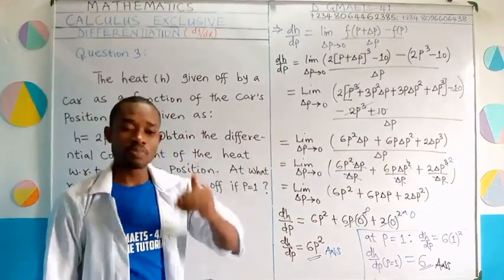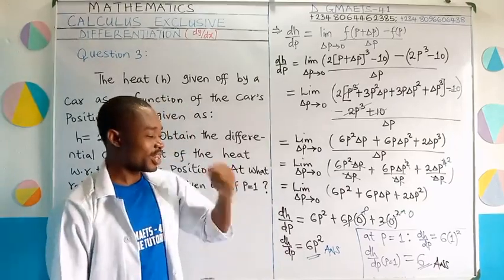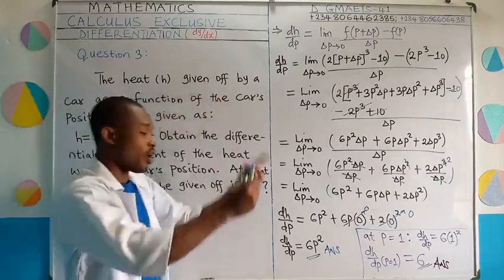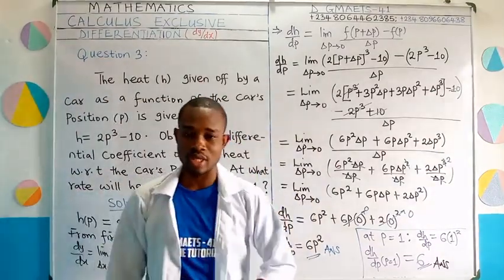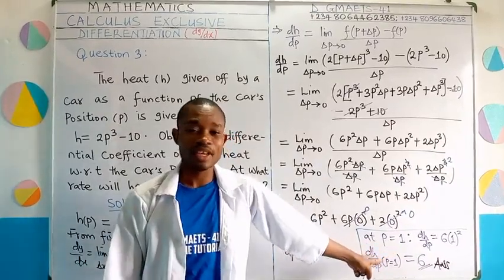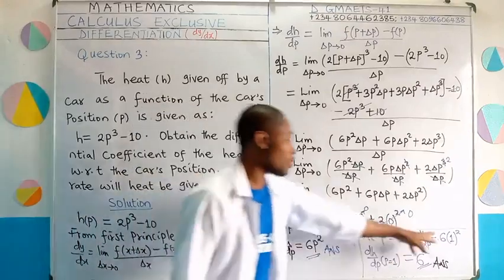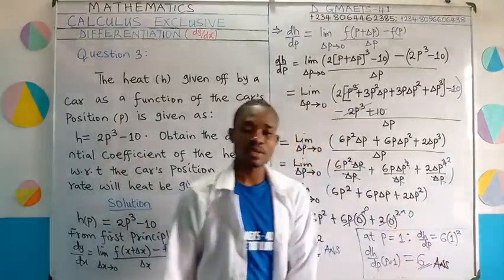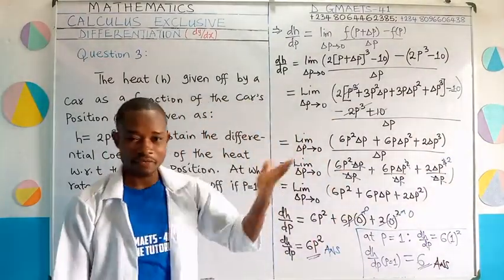So it means when you park the car at position 1, are you following, right? Then you are going to get that the rate at which the heat will be given off will be 6 times whatever the change of the position is. That's what we have there. If the position is at, let's say, position 5, this will become 5 raised to the power 2, which is 25. You multiply by 6. And 25 times 6 is going to give us about 150 or so.